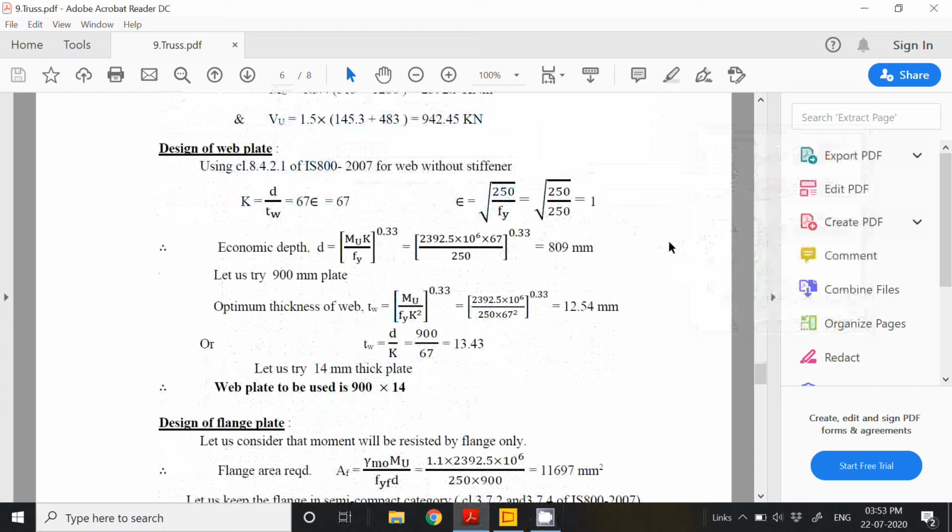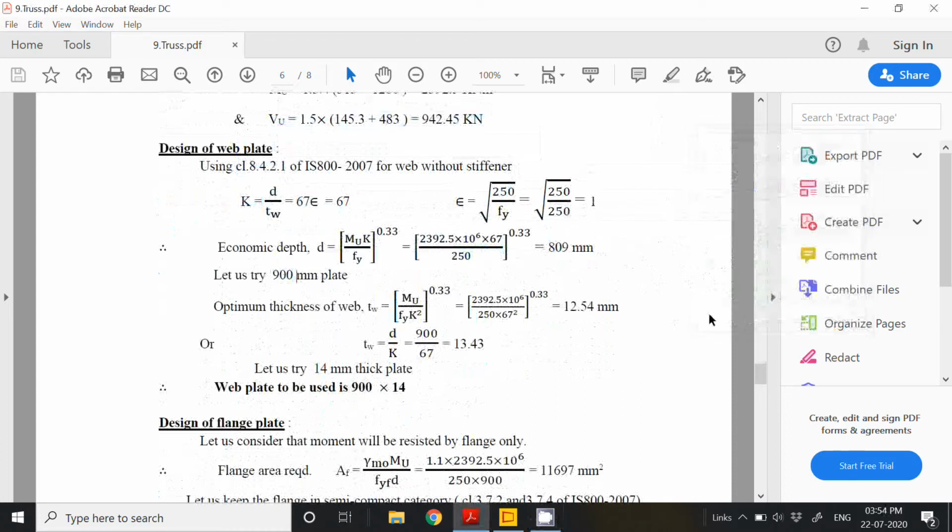Epsilon is generally 1 for fy equal to 250. Then what can be the depth required for the web? The depth will be this one. This is the formula. We have to keep it 67 in order to get a web without stiffener. Now Mu we have already calculated, and k we have got, d by tw. Then fy we know, so the depth is 809 mm, so we provide 900 mm. 809 is the required, so we provide more than that, 900.